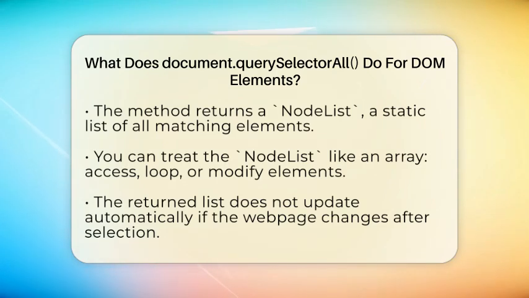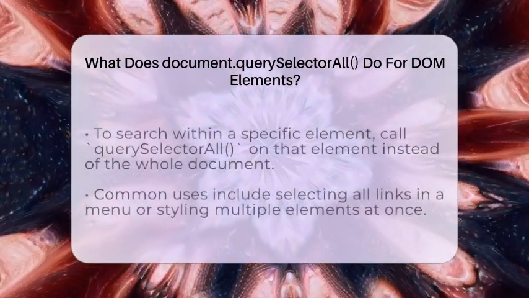page. One important thing to remember is that the node list you get from querySelectorAll is static. This means if you change the web page after selecting the elements, the list will not automatically update. If you want a list that updates automatically as the page changes, you would need to use a different method called getElementsByClassName or getElementsByTagName. You can also call querySelectorAll on a specific element instead of the whole document.